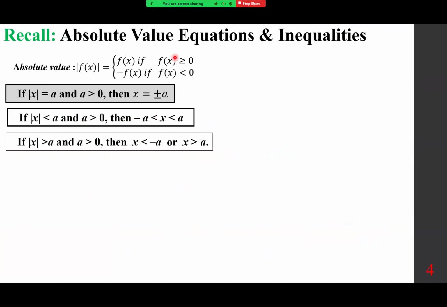Absolute value equations and inequalities. The absolute value of f of x is defined as f of x if f of x is greater than or equal to 0, and minus f of x if f of x is less than 0. Absolute value of x equals a results in x being plus or minus a as long as a is positive. Absolute value of x is less than a, x is sandwiched between minus a and a as long as a is positive. And absolute value of x larger than a, x is less than minus a, or x is larger than a if a is positive.